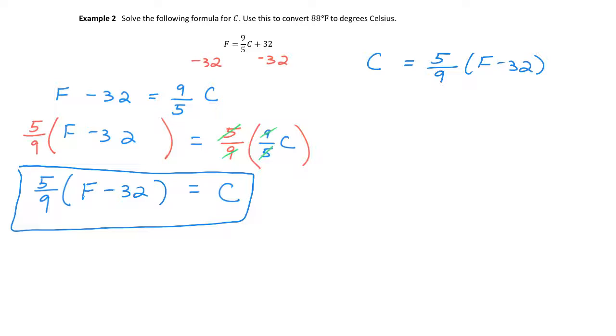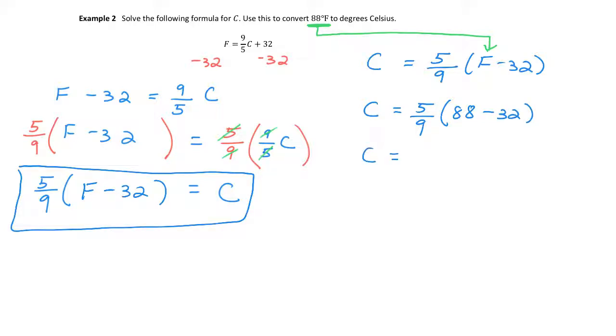So now to the second part of our question where I want to use this to convert 88 degrees Fahrenheit into degrees Celsius. So what I'm going to do is take this value for F and plug it in right here and simplify my formula. C is equal to 5/9, I'll put 88 in place of F, and then just simplify this down to one number.